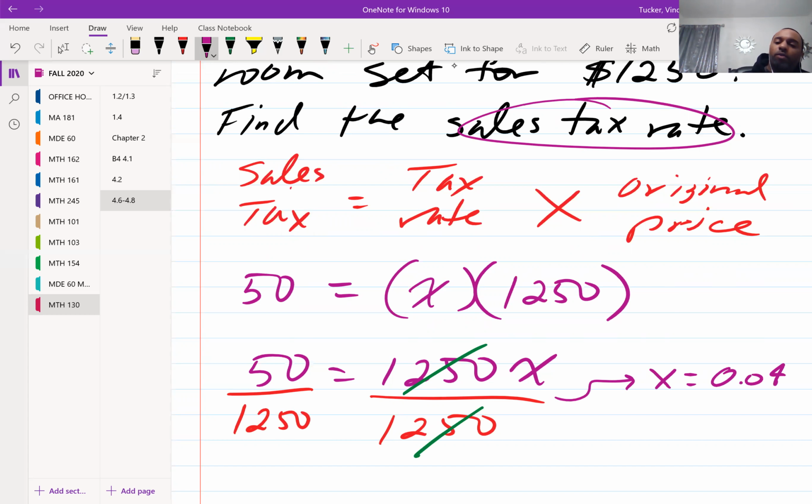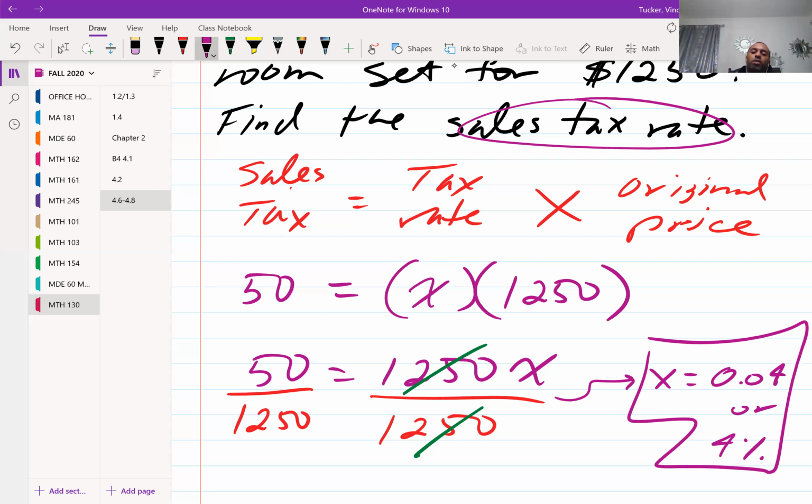So that'll be 0.04. And if they ask for it in percentage, of course, you move your decimal 2 places to the right. That'll be a 4% sales tax. So it just depends on how they want the answer, in decimal or percent. All right, questions before we look at discount?